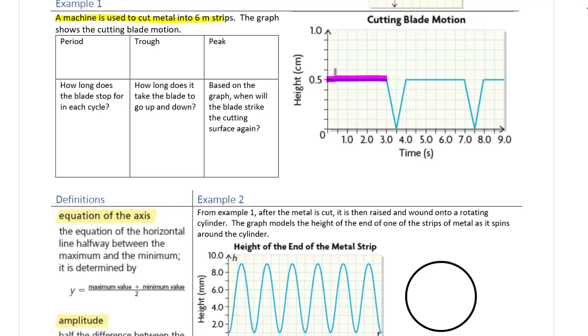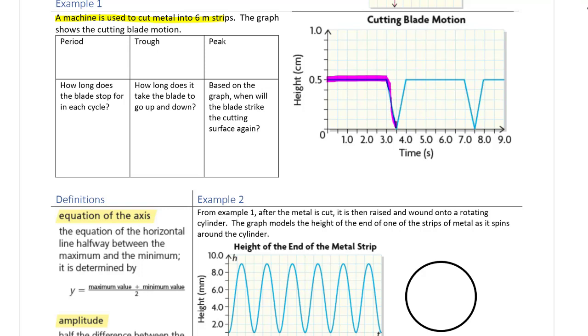How high up is this blade, the cutting blade? It's just sitting there at 0.5 centimeter in the air. This is time: 1 second goes by, 2 seconds go by, 3 seconds go by, and then the blade comes down and then back up. That would be one period. It's really sloppy, but that would be one period, or one cycle.